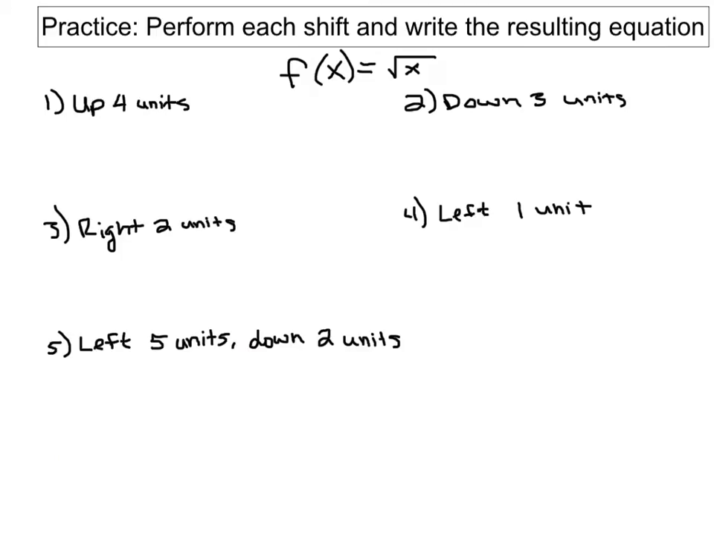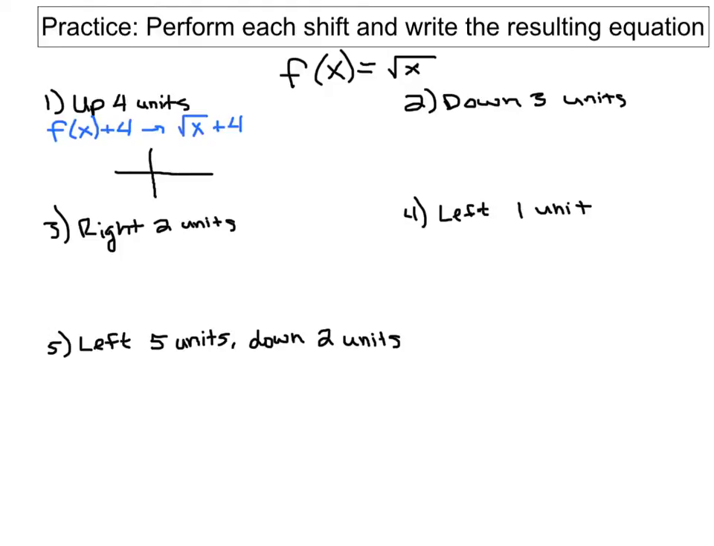Here we've got a situation where they're asking us to perform the shift and write down the resulting equation. We have our parent function, f of x equals the square root of x, and we want to shift that function up 4 units. So this is going to be a vertical shift. If you look back to your notes, a vertical shift is when we add or subtract outside of the parent function. So it's going to look like the square root of x plus 4. Now we're going to do a little sketch of the graph just so we know what happened to the graph.